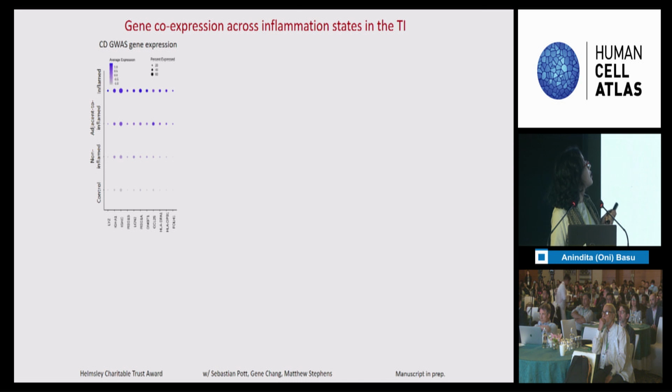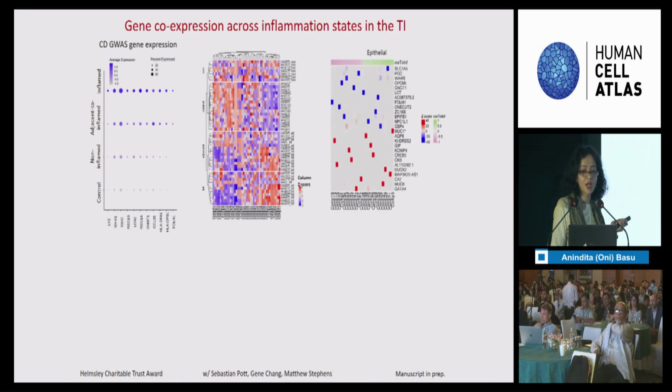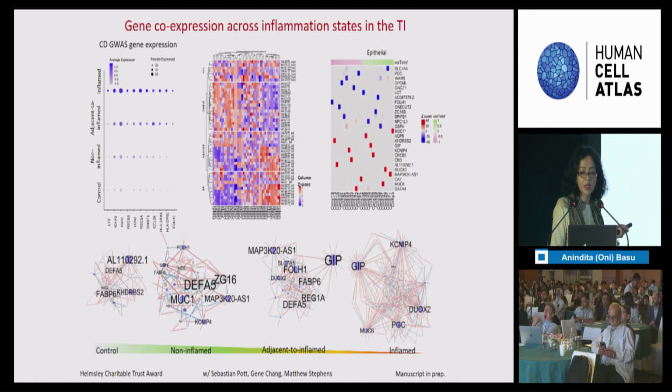If we look at the expression of genes from genome-wide association studies for IBD and Crohn's disease, we do see again that there is a higher expression of these Crohn's disease GWAS genes as inflammation status goes up. We are now applying some co-expression network analysis to the epithelial lineage alone, and we identify genes that are associated with this co-expression network, and drawing out the co-expression network.